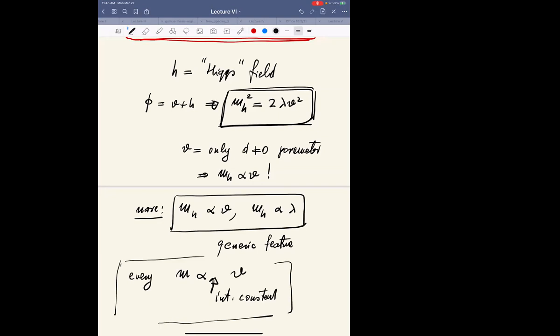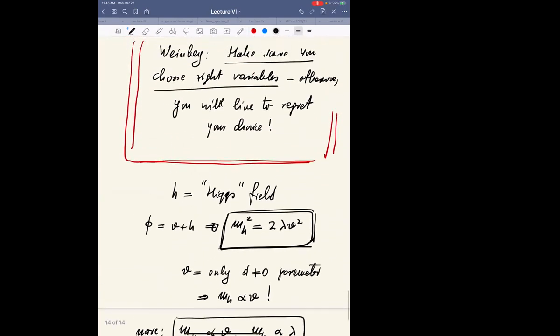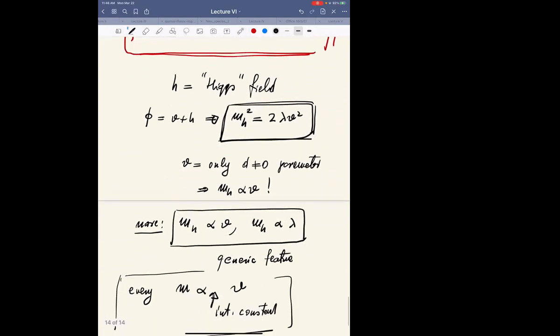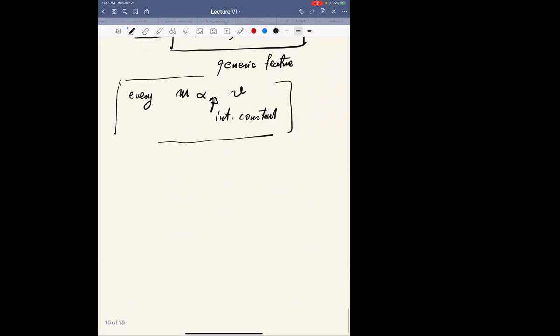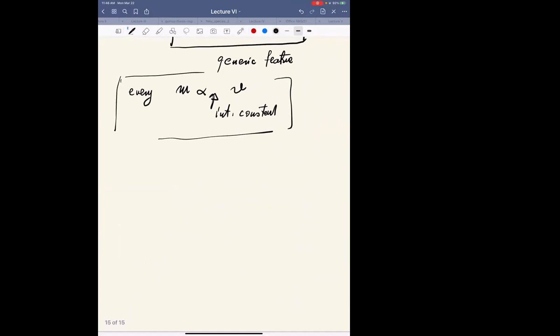If it's a gauge boson, the coupling constant will not be lambda, it will be g. If it is a fermion, it will be some other coupling constant, we call it Yukawa, and so on and so forth. But the feature is captured here. Questions, comments?